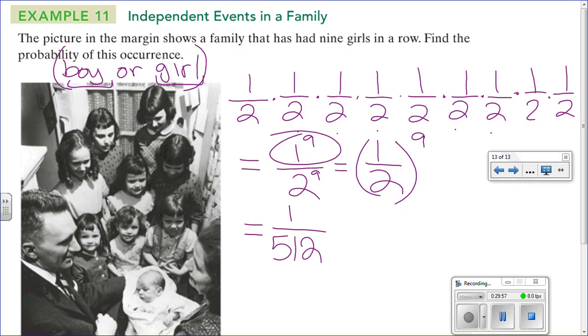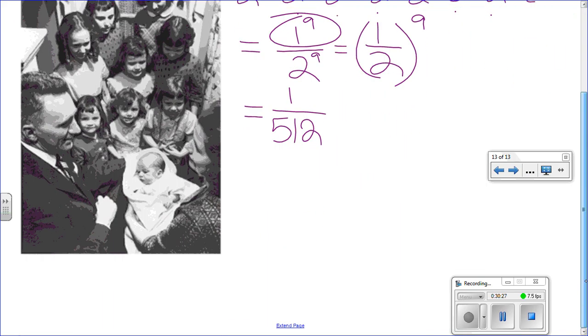It is important to mention that this event of having a boy or a girl is independent of each other. If you have siblings, you could see that just because you're a girl doesn't mean that the next baby will be a boy or vice versa. So that's why they are independent, and that's why we can solve that type of problem by multiplying all the probabilities. So this is the end of the video.